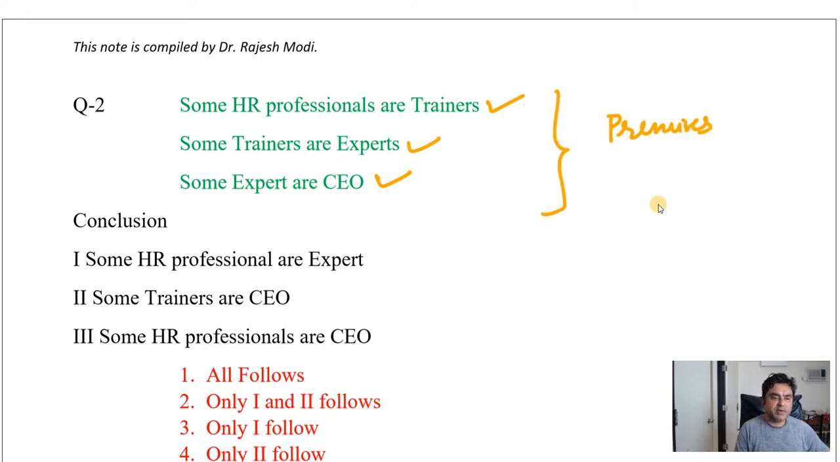Conclusion number 1: Some HR professionals are experts. Of course it is "some", but it is not negative, it is a positive statement. Some trainers are CEO. Again it is a positive statement. Some HR professionals are CEO. This is also a positive statement. There is no negative statement involved in the conclusion. So you have to use only the no-brain diagram.